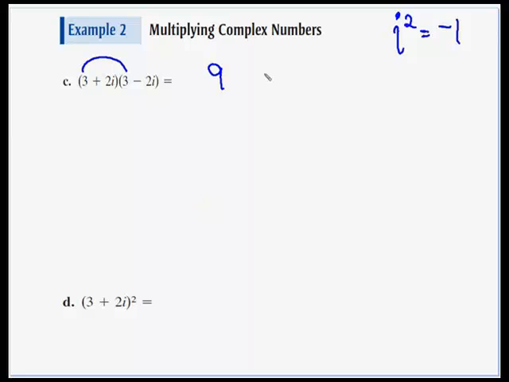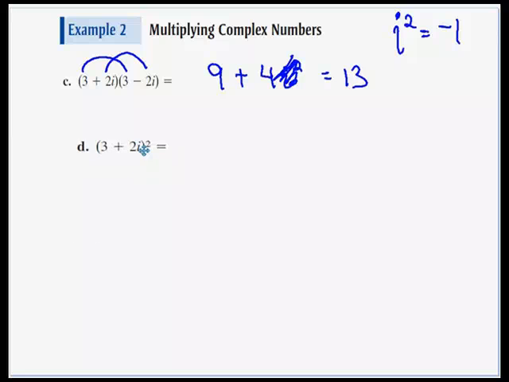3 times 3 is 9. And then we're going to have a minus 2i times 2i is 4i squared. And i squared, we can replace that with a negative 1, and when we multiply the negative 1 through, it's just going to change this sign. And we all know that 9 plus 4 is 13.